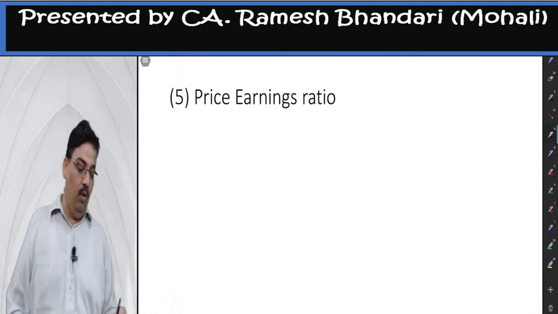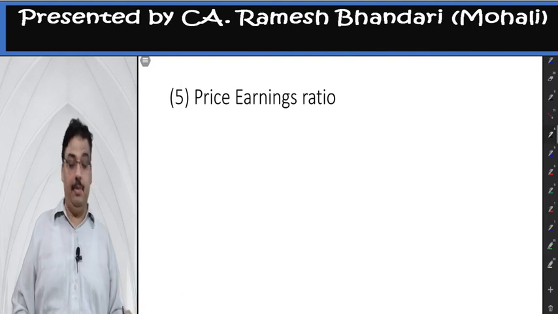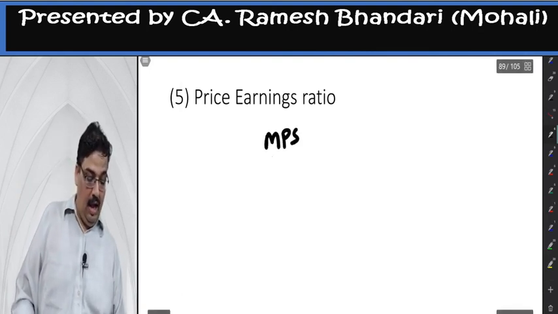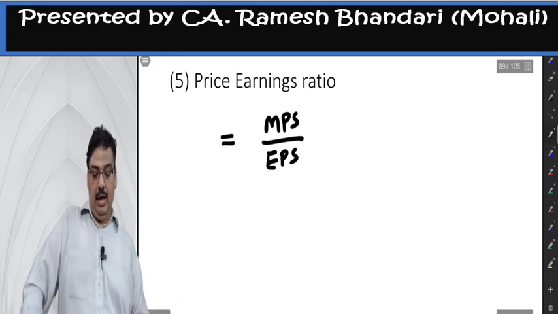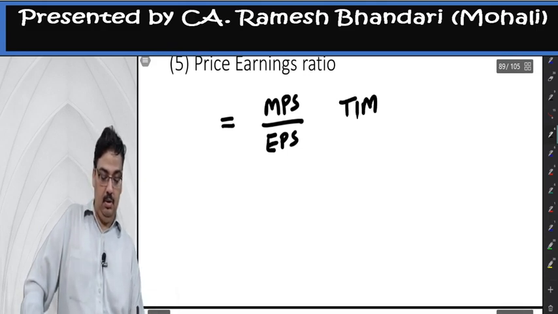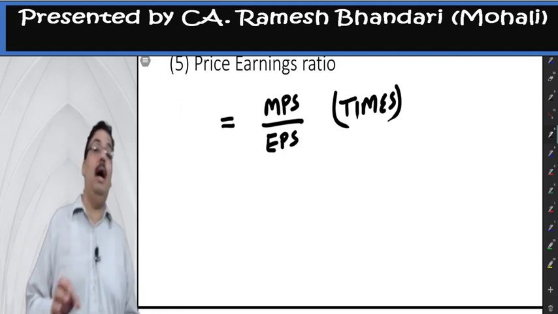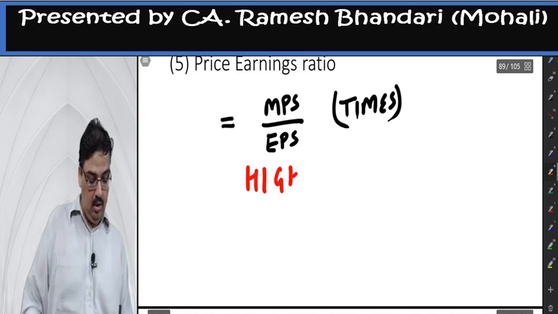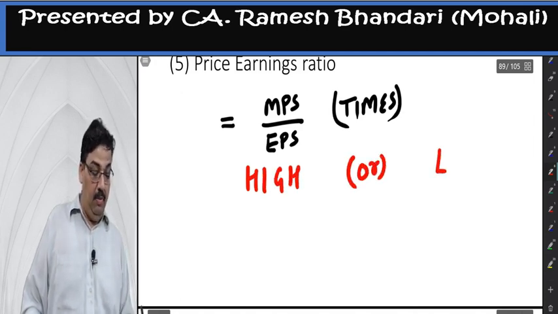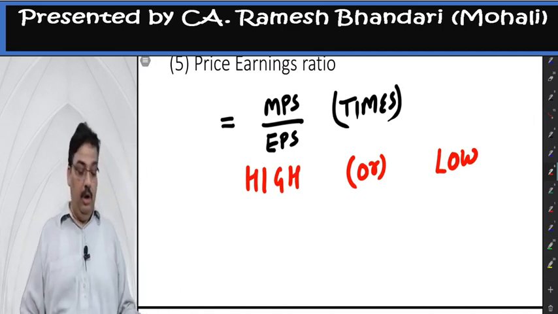Price earnings ratio, one of the most important ratios, which is given in your Economic Times and all business newspapers. MPS divided by EPS. Question arises, this is in the Times. Would you like this ratio to be high or low? That is a big question mark. There are many people who are big analysts. I will not be able to match any of them. But should it be high or low?